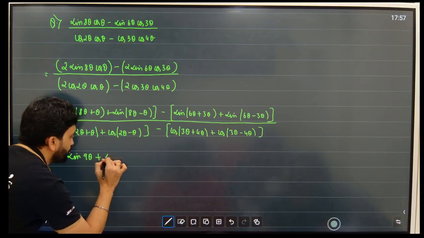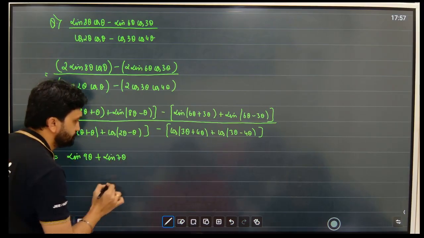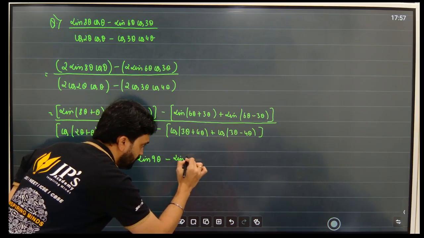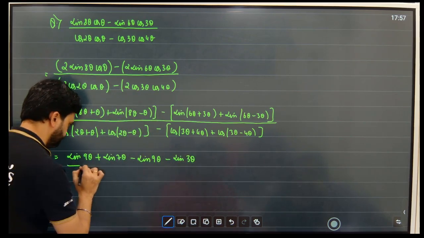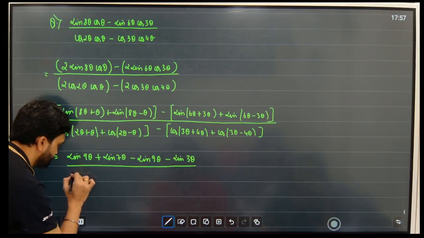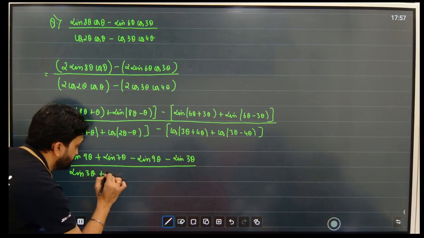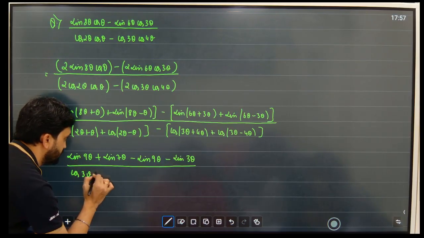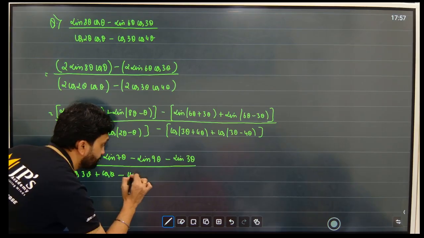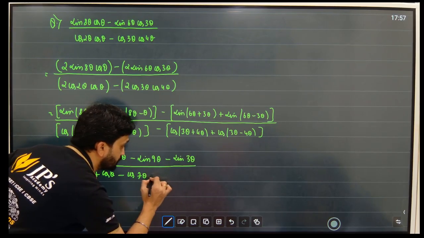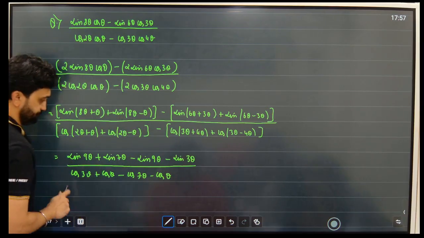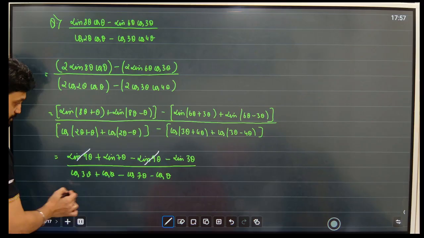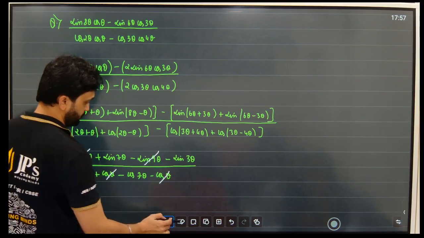Sin 9 theta plus sin 7 theta minus sin 9 theta minus sin 3 theta, upon cos 3 theta plus cos theta minus cos 7 theta minus cos theta. So sin 9 theta and sin 9 theta get eliminated. Cos theta and cos theta get eliminated.